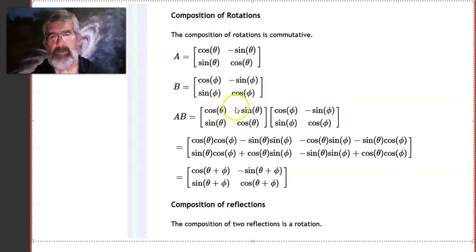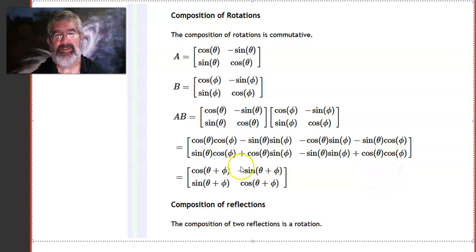So minus, there's a minus there. So minus cosine theta sine phi minus sine theta cos phi. And lastly, this and that. So minus sine theta sine phi plus cos theta cos phi. And now, how's your trig?